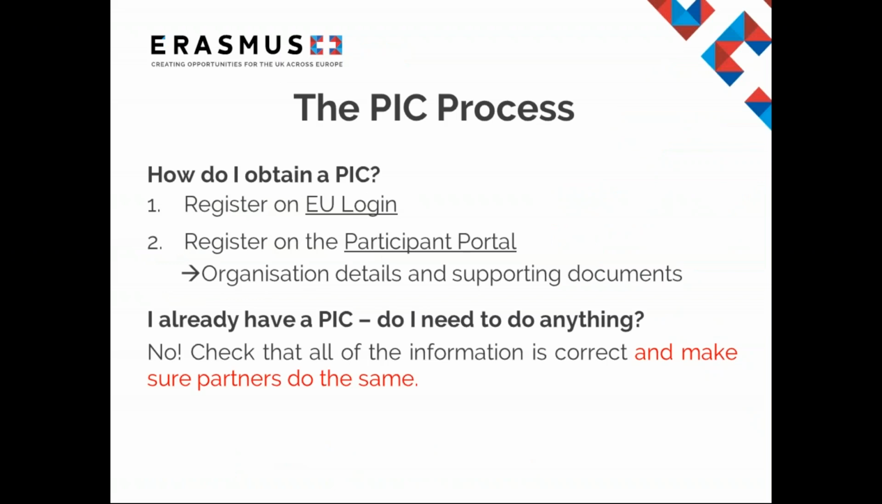In order to apply for Erasmus Plus funding, the applicant organization must have a participant identification code, a PIC number, and must also ensure that its UK partner organizations have a PIC as well. The PIC is a 9-digit participant identification code which is unique to your organization and will help you complete the application form. If you haven't got a PIC, you need to complete 2 registration steps, but please double check that your organization definitely does not have a PIC.